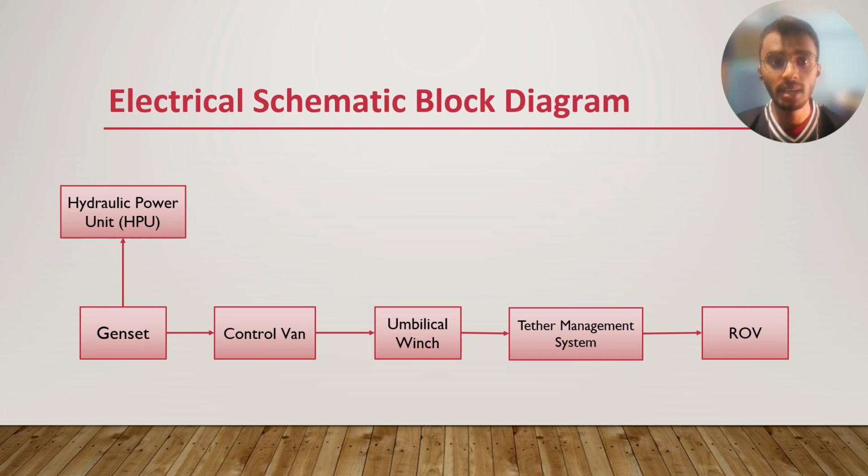Firstly, I would like to present the electrical schematic block diagram. It consists of a genset, also known as a generator set, which is a combination of a diesel engine and an electrical generator. The genset will supply power to the hydraulic power unit and the control van. Then from the control van, it will go to the umbilical winch, then the tether management system, TMS, and then the ROV.